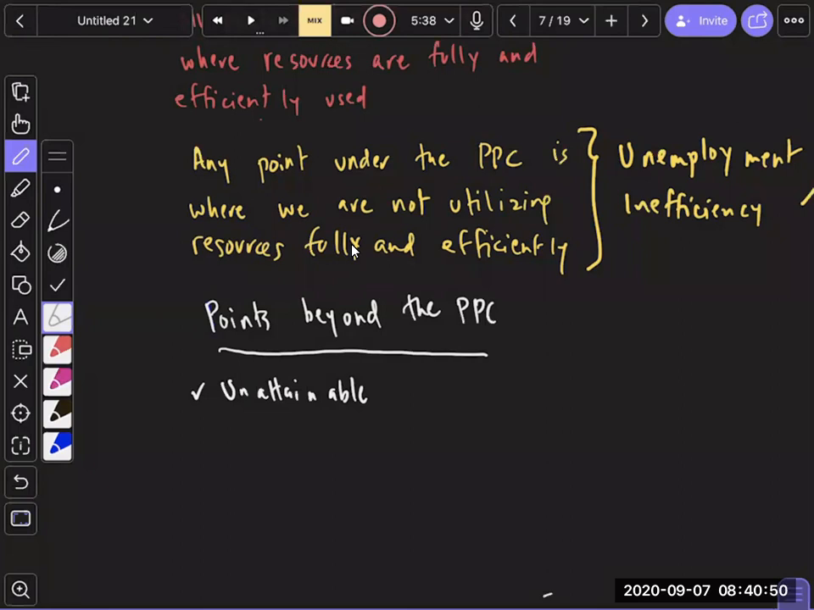Make sense? Yes. Yeah. So don't quote me. Sir Alianza was saying that he was not doing a good job, but basically that would be unattainable. That would be inefficiency happening. So wastages are inefficiency basically for us. We could have done a better job, but we did not. Make sense? Yes, sir. Okay. So all points beyond the PPC we say are unattainable.